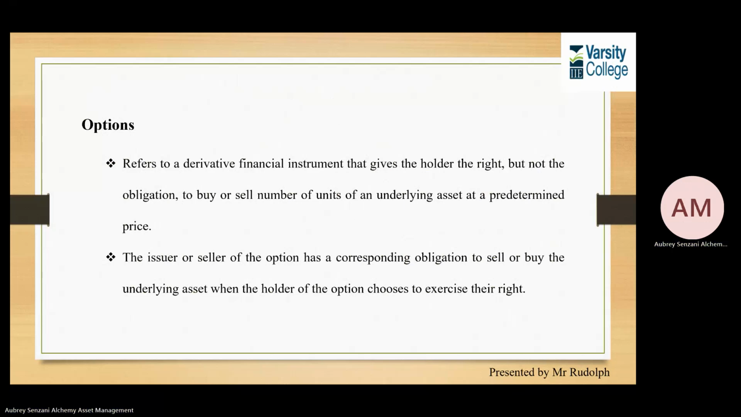Then we jump into options. We jump into options, and I'll just read this slide, and then we'll take a break.